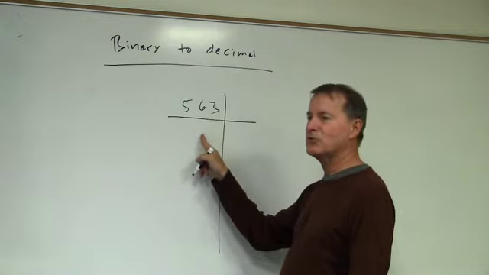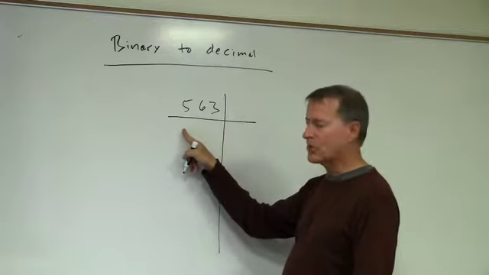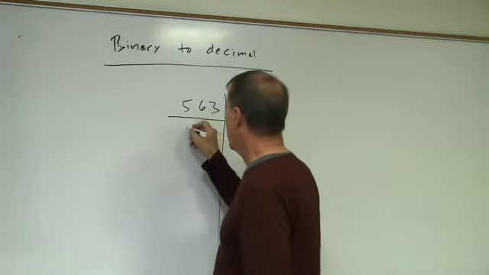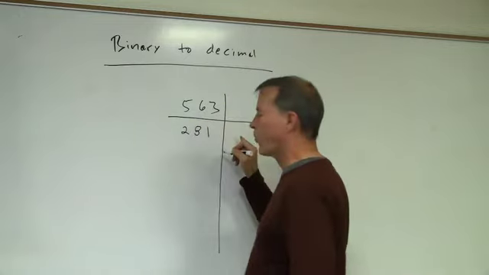You divide it by 2. Now what's 2 into 563? It's very easy. 2 into 563 is 281, with remainder 1.